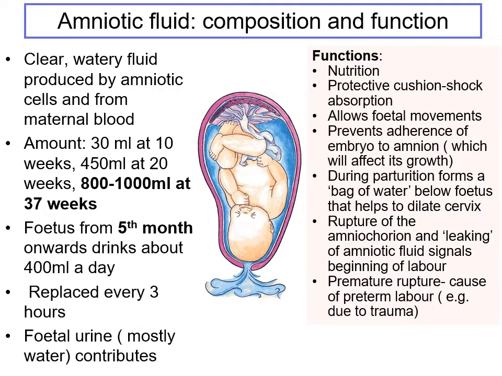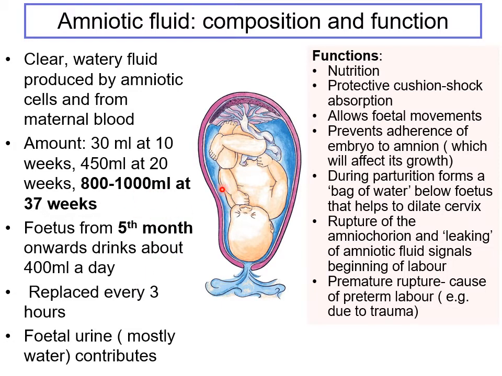Now let's learn something about why this amniotic fluid is secreted in the amniotic cavity. It's a clear watery fluid produced by the amniotic cells, and some part comes by diffusion from maternal blood. Usually this amount is very specific: around 30 ml at 10 weeks, 450 at 20, but towards term, 37 to 38 weeks, it should be at least 1 liter, 800 to 1000 ml. If it is less than 800, then it's not enough. Okay, we'll see why it's not enough.